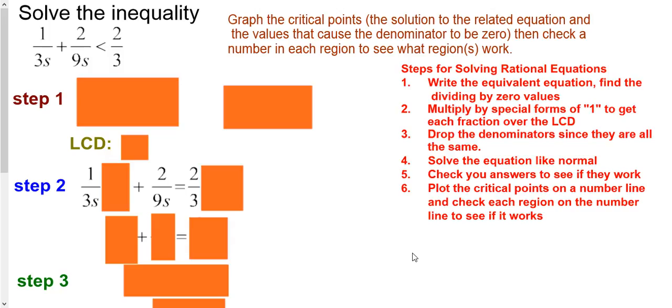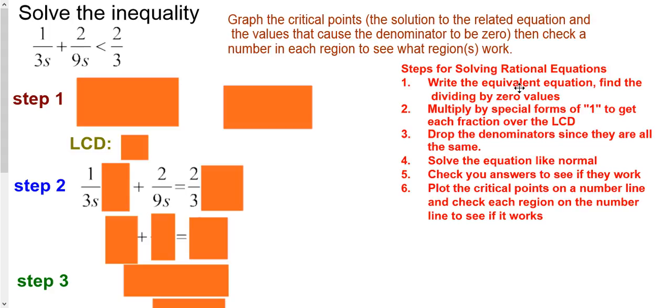Okay, we're now going to take a look at solving rational inequalities. So, for the most part, we're going to find some critical points. Critical points are what we get when we solve the equivalent equation and what causes the bottom to be zero. We're going to put those critical points on our number line and then check to see which region or regions work. So here are our steps.